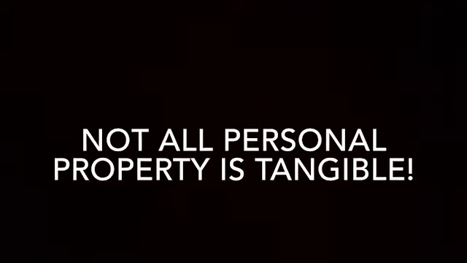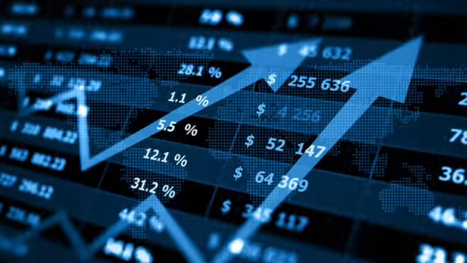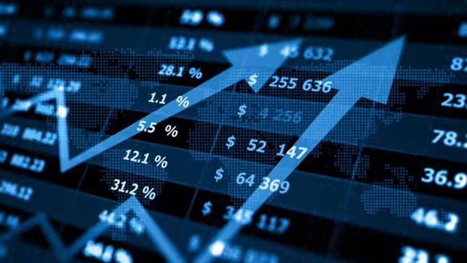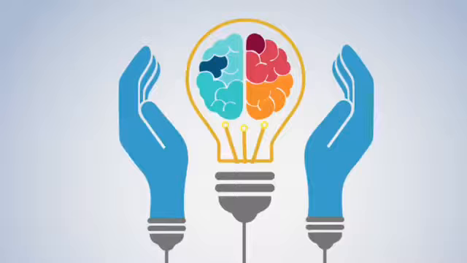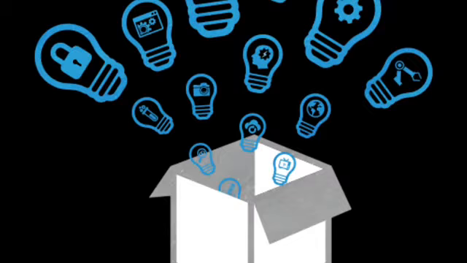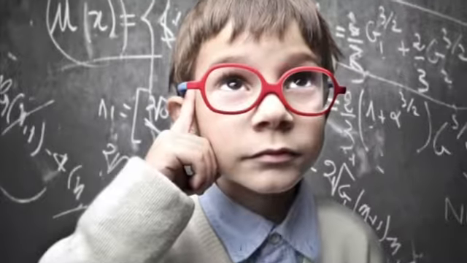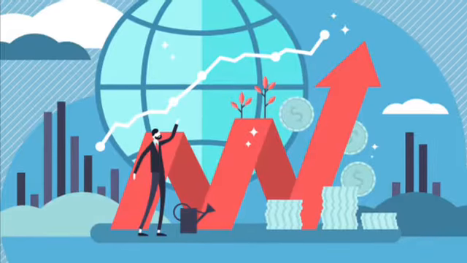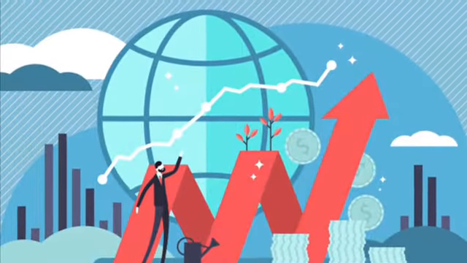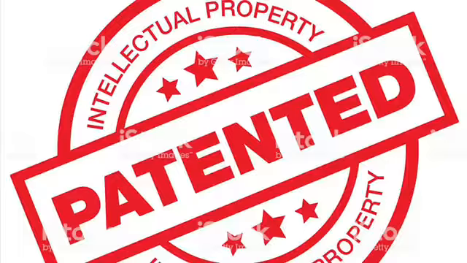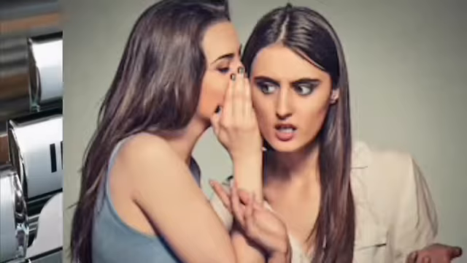Not all property is tangible, however. Some personal property also includes stocks and other investments, bank accounts, and patents, which leads us into the third type of property, intellectual property. Intellectual property, IP, is a category of property that includes intangible creations of the human intellect. There are many types of intellectual property, and some countries recognize more than others. The most well-known types are copyrights, patents, trademarks, and trade secrets.